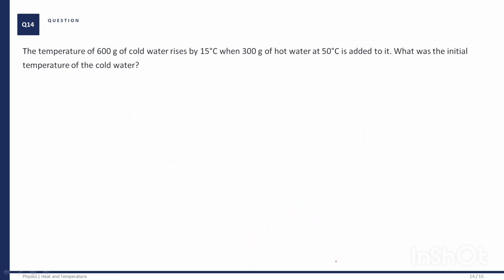The temperature of 600 gram of cold water rises by 15 degrees Celsius when 300 gram of hot water at 50 degrees Celsius is added to it. What was the initial temperature of the cold water? So this is the highest temperature T1 and its mass is M1. This is different here. I will write later. This is the M2.